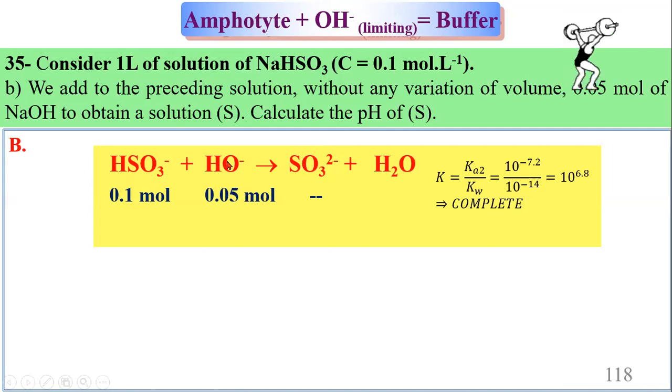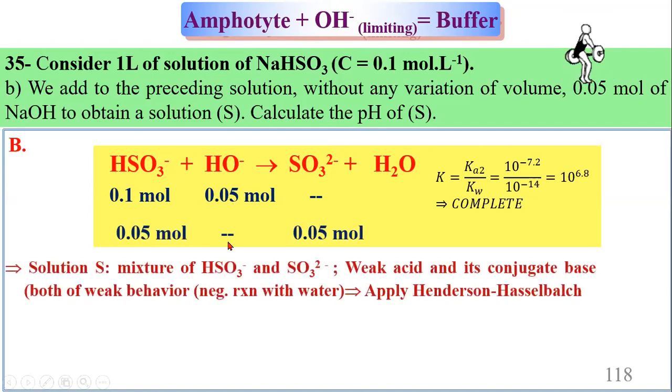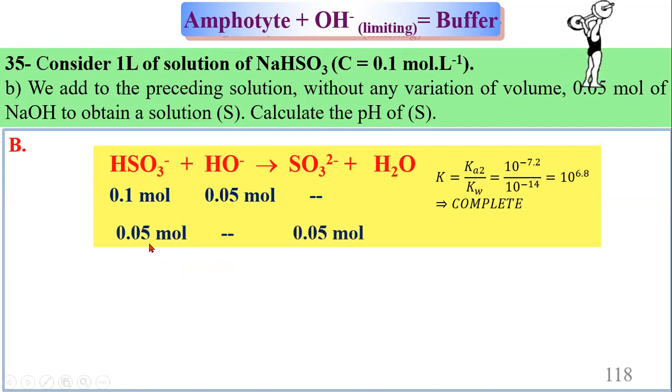Look at this OH minus. Yes, it's limiting. It has a smaller amount than the acid, or than the ampholyte. Therefore, it's going to tend to 0, and I'm going to produce 0.05 mole of the hydrogen sulfite and 0.05 mole of the SO3 2-. Of course, guys, at the next step you really don't have to do a calculation. You can just simply say what? You have equal amounts of the acid and its conjugate base.